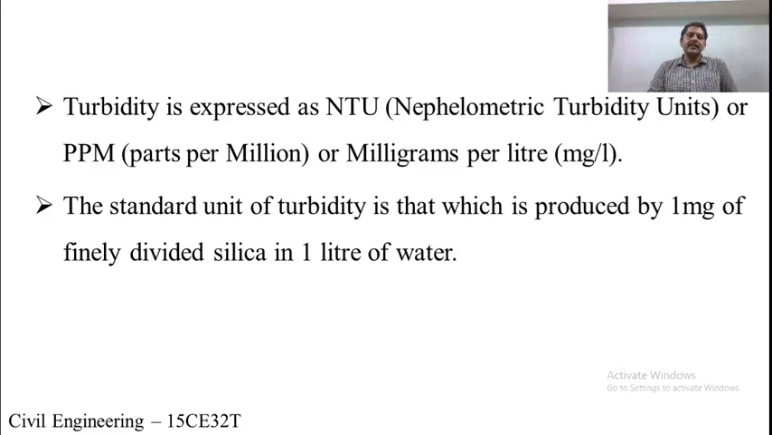So how do you say that this water has a turbidity of 1? As we have observed in the measurement of color, similarly in turbidity also, we say that water has a turbidity of 1 unit when 1 mg of finely divided silica, that is fine sand, is placed in 1 liter of water. The turbidity produced, that is the muddy appearance produced, is called 1 unit.